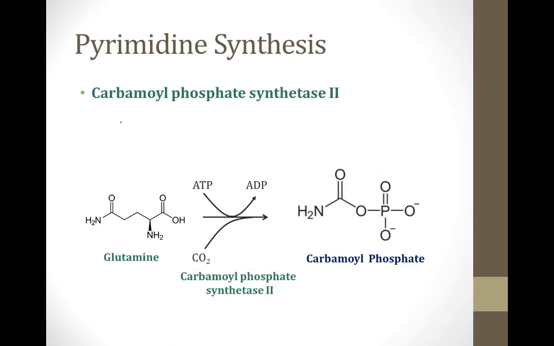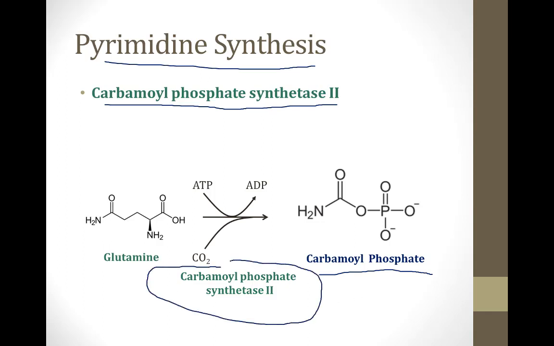Now, don't confuse the enzyme carbamoyl phosphate synthetase 1 with the enzyme carbamoyl phosphate synthetase 2. Synthetase 2 is involved in the pathway of pyrimidine synthesis. So the molecule carbamoyl phosphate is also an intermediate in the synthesis of nucleotides that are pyrimidines, like thymidine, cytosine, and uracil, and that pathway involves an enzyme called carbamoyl phosphate synthetase 2.